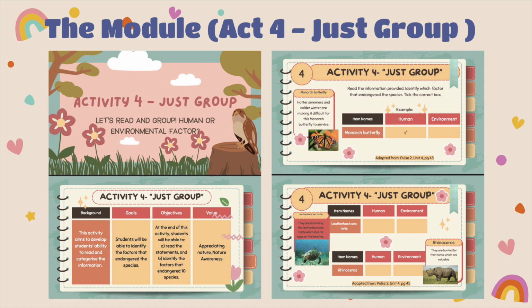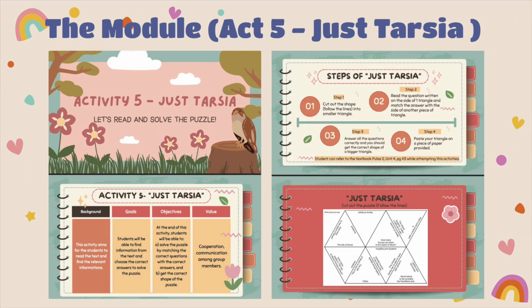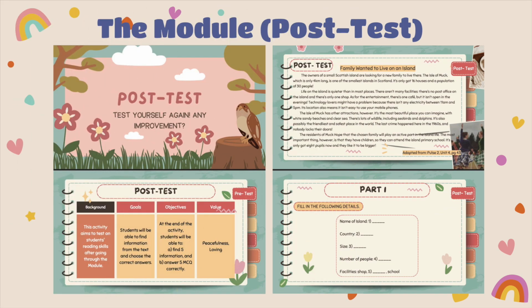This is activity 4, Just Group. In this activity, students will be able to read the statements and identify the factors for the endangered species. This is activity 5, Just Tarsia. In this activity, students will have to play Tarsia. They have to solve the puzzle by matching the correct answers to the questions and get the correct shape of the puzzle. Lastly is the post-test activity. Students have to test themselves again and see if there is any improvement.